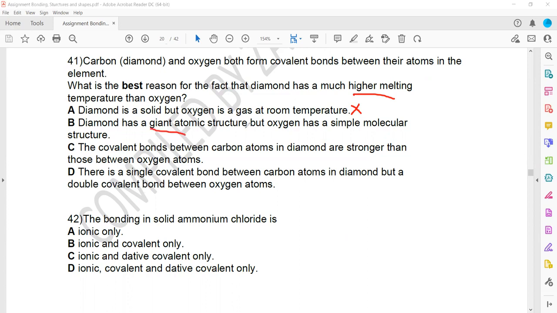Diamond has a giant atomic structure, whereas oxygen is simple molecular. In a simple molecular substance there is a weak intermolecular force between the particles, whereas in a giant structure, a lot of atoms are held together by strong force. That's why B is the right answer. Is it clear? Question 41. That's why diamond has a higher melting point than oxygen.